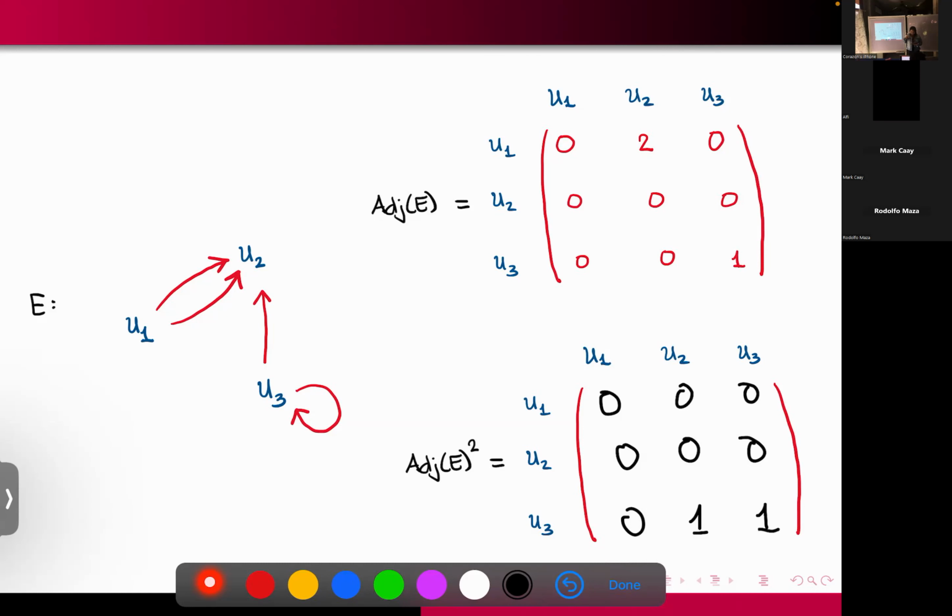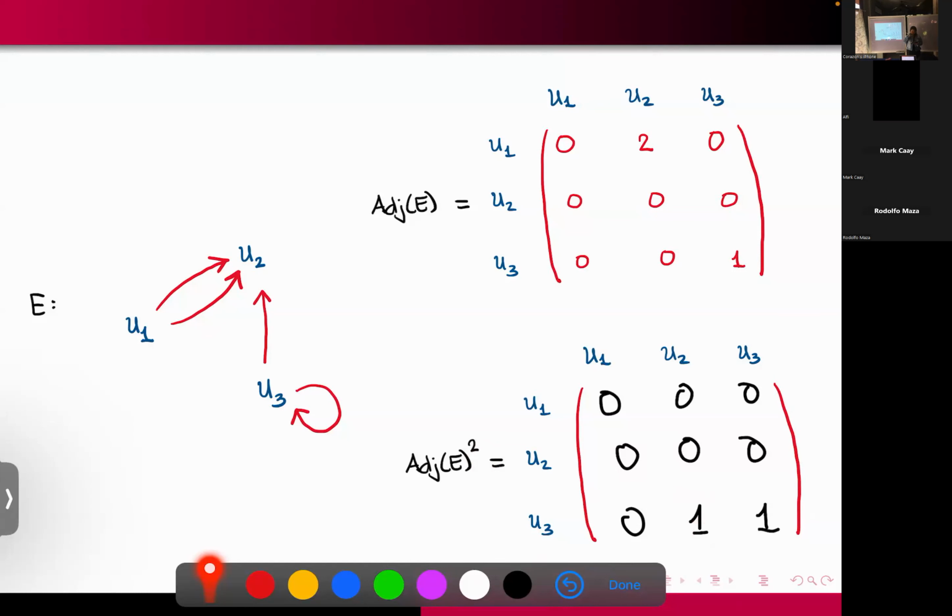Anyways, what I did actually, and you can correct my computation if you think there's a mistake, is that the entries in this adjacency matrix raised to 2 are the number of paths of length 2 from this vertex to whatever vertex you have here. For example, let's see U3, U2. So this entry. How many paths of length 2 have source U3 and range U2?